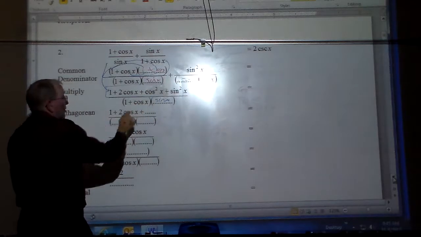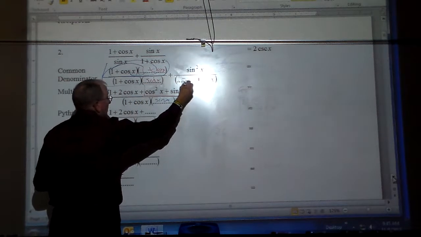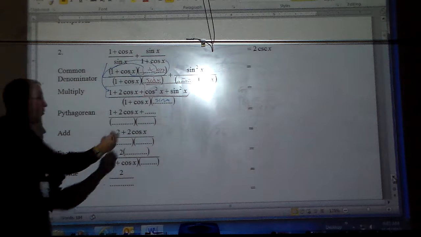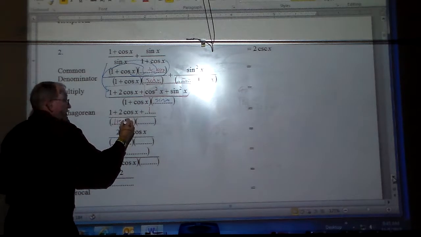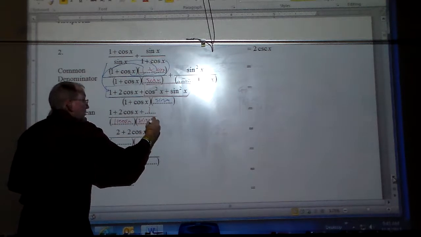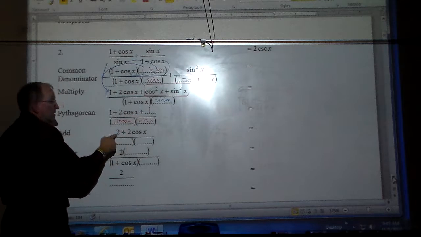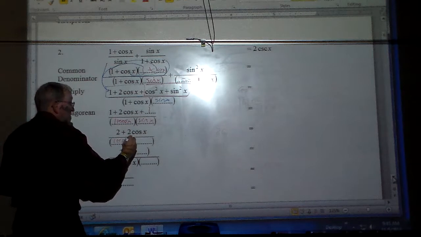What's different between this problem and this problem? The cosine squared and sine squared are gone because they make what? 1. And the denominator is still the denominator. I'm just going to rewrite it. That didn't really change. And now you can see 1 plus 1 made what? 2. And this part here still hasn't changed.